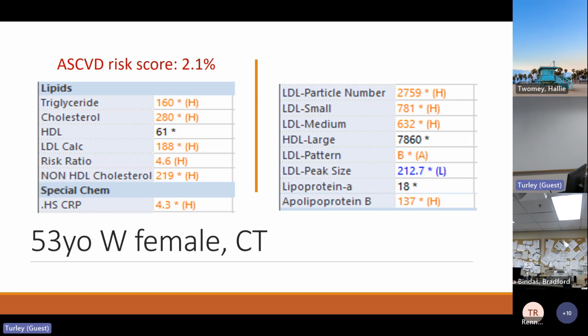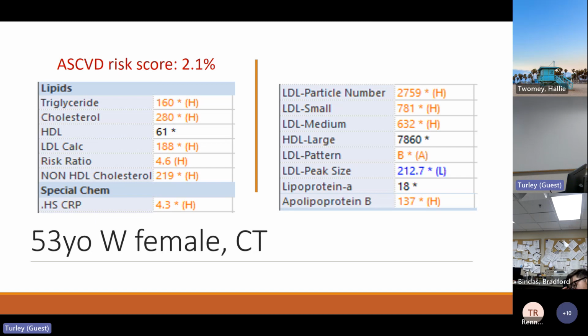If we take it a step further and we do advanced lipid testing, which, for those of you that are not familiar, is in Cerner, called Advanced Lipid Panel. It is covered by insurance. It is not that expensive.